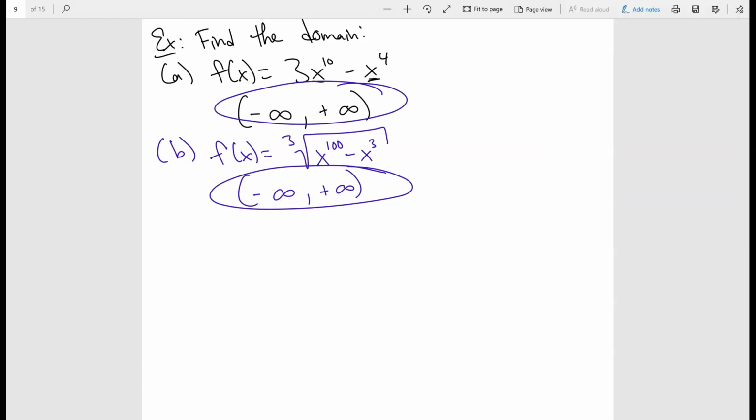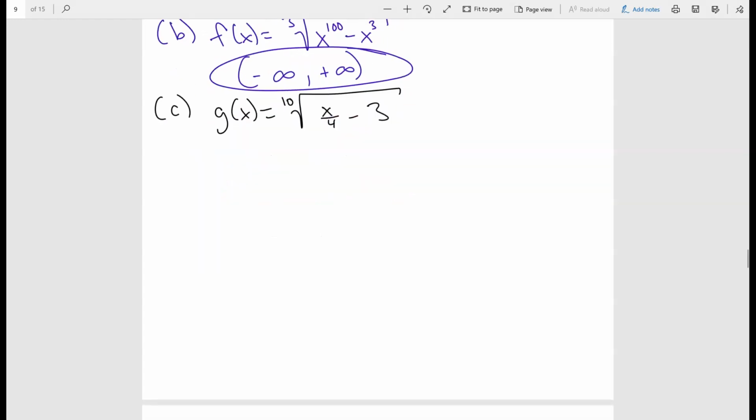What about if I now had g of x is equal to this, the 10th root of x over 4 minus 3. Here the radical is even. So we're going to take the radicand, which is the thing on the inside, x over 4 minus 3, and put this greater than or equal to 0. And we're going to solve for the value of x.